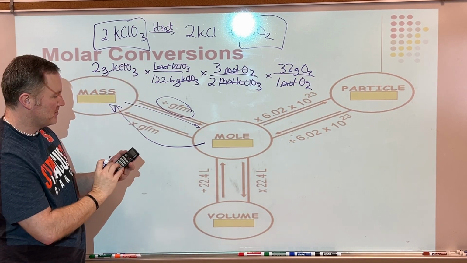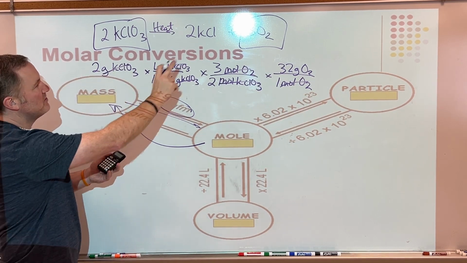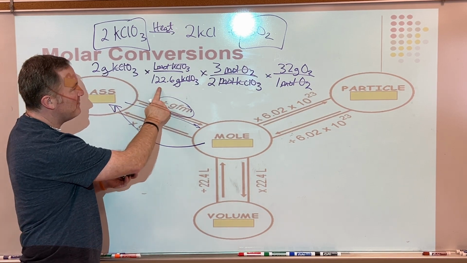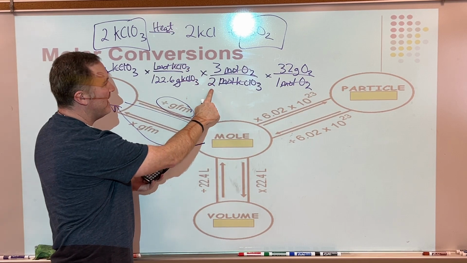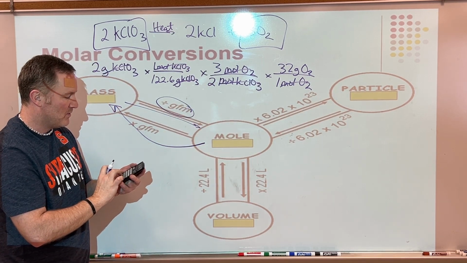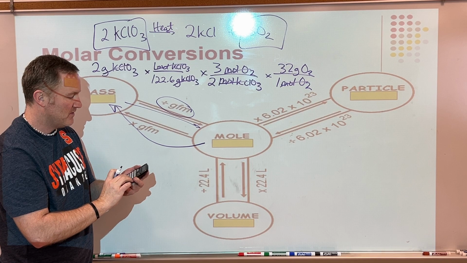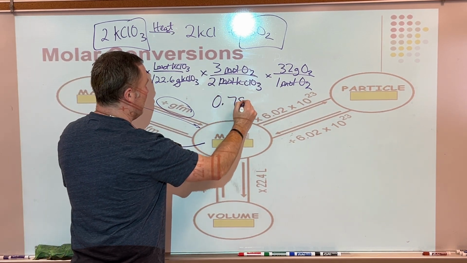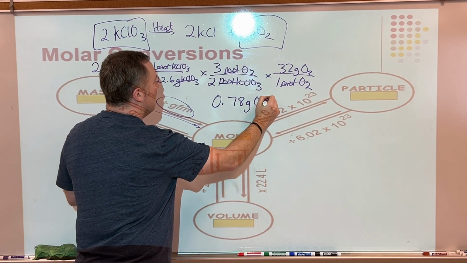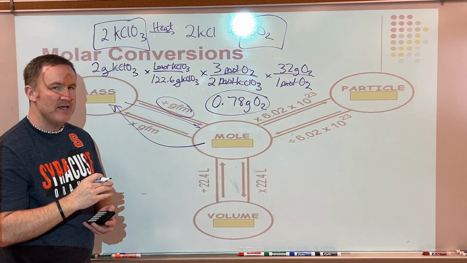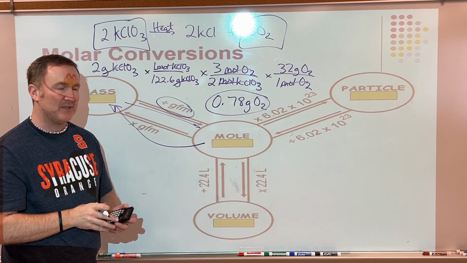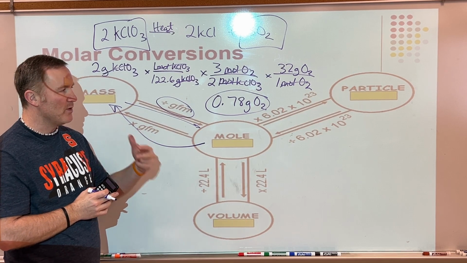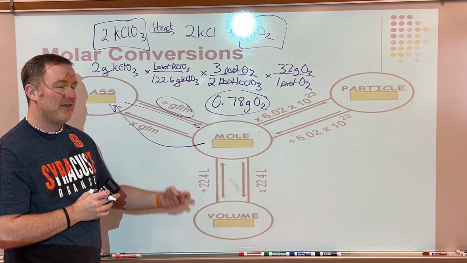Okay, I got lots of numbers. So we're going to calculate 2 times 3 times 32, or 6 times 32. Then we're going to divide it by 122.6, and then divide it by 2. We get 0.78 grams of O2. So that is a theoretical yield. Now that was a very large, more complex conversion. Again, that was mass to moles to moles to mass, going from one material to another material. A lot of things you would need in that.